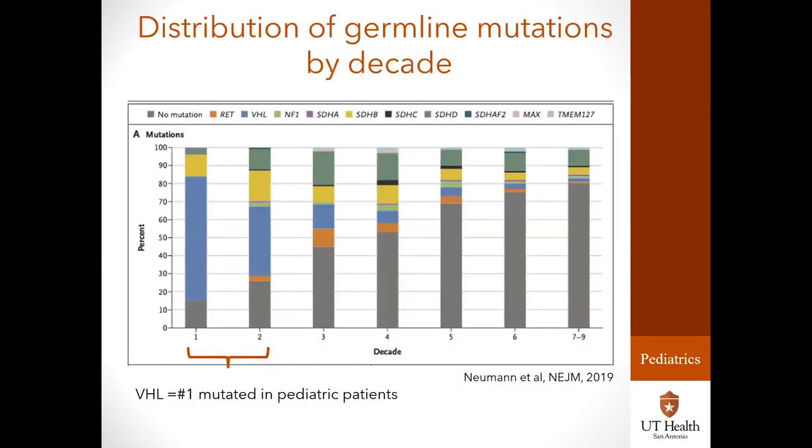The distribution of these various syndromes varies according to age. As you can see on the left-hand side, the pediatric group by far has the highest incidence of VHL-related mutations, and secondarily succinate dehydrogenase mutations as well. And as patients grow older, the percentage of somatic events that are not inherited becomes greater.